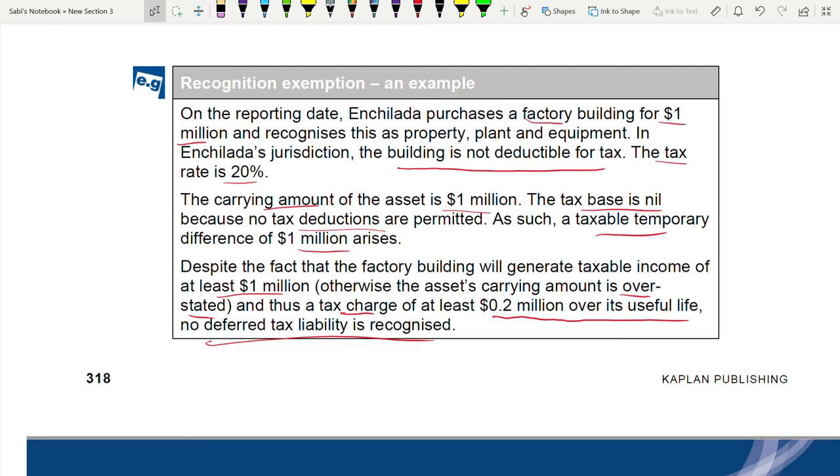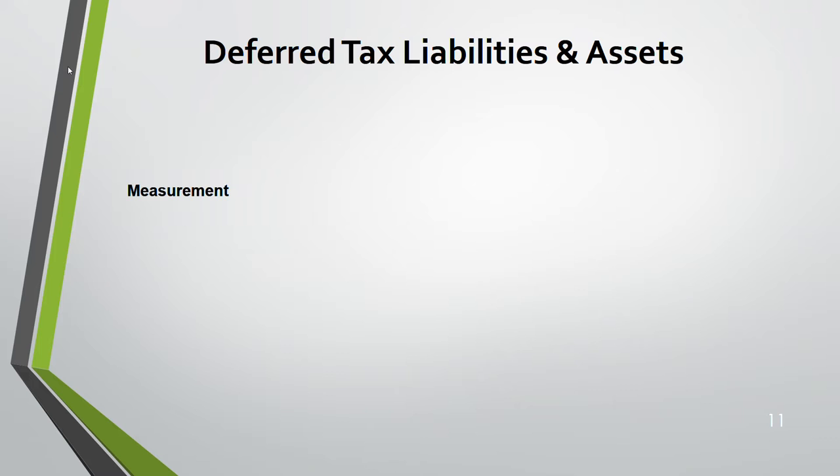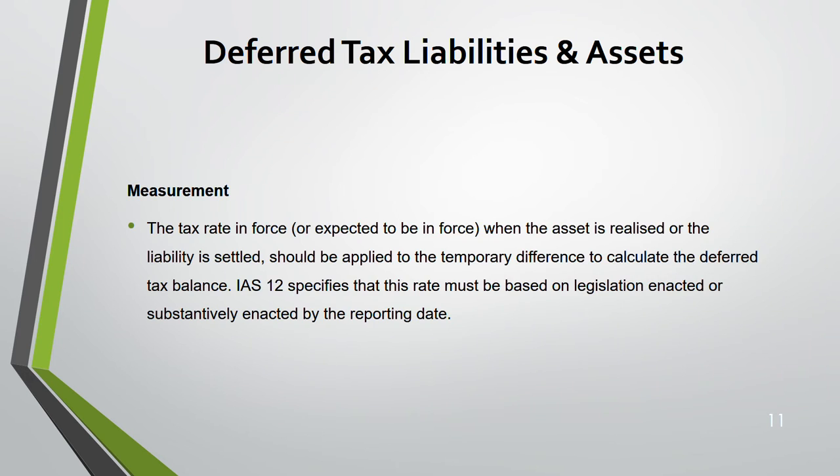So now, let us go to the measurement. Now we are moving towards measurement of a deferred tax liability or asset. Tax rate: the tax rate in force, or expected to be in force when the asset is realized or the liability is settled, should be applied to the temporary difference. That means to calculate tax, you use whatever tax rate applies at that time, and that's how you calculate the deferred tax balance. IAS 12 specifies that this rate must be based on legislation enacted or substantively enacted by the reporting date. By the reporting date, it should be enacted.